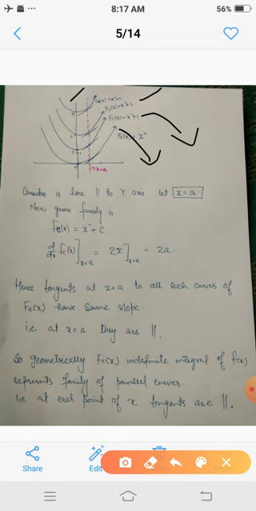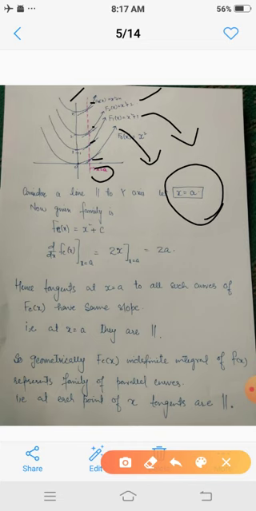Now let me consider a line which is parallel to the y-axis. A line parallel to the y-axis is of the form x equals a or x equals minus a. So let's consider x equals a. So here this is the line x equals a. It cuts the parabola F_0 of x, that is the indefinite integral, at this point, this point, this point and this point. When we join, this is x equals a.